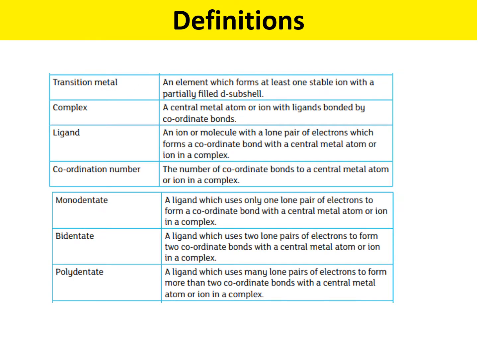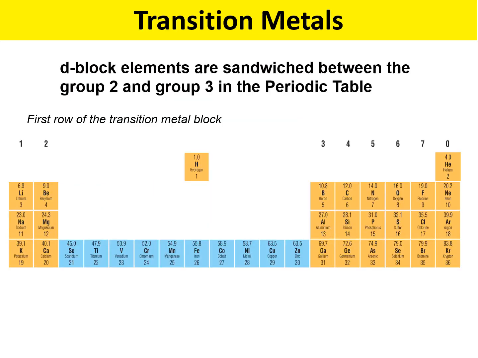Here are the definitions for this topic that you'll find in the SEA glossary. A transition metal is defined as an element which forms at least one stable ion with a partially filled d subshell. The transition metals are found in the middle of the periodic table. This block of elements is described as the d block.